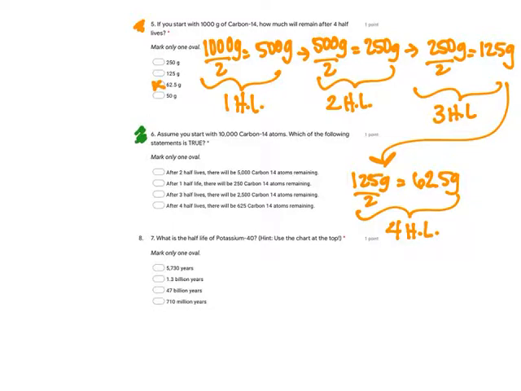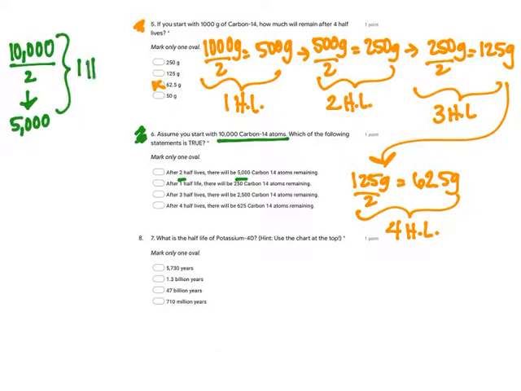Number 6, assume you start with 10,000 carbon-14 atoms. Which of the following statements is true? After 2 half-lives, there would be 5,000 carbon-14 atoms remaining. Well, let's see if we can show our work to figure that out. 10,000 carbon-14 atoms are going to undergo some radioactive decay. After 1 half-life divided by 2, we would have 5,000 carbon-14 atoms remain after 1 half-life.